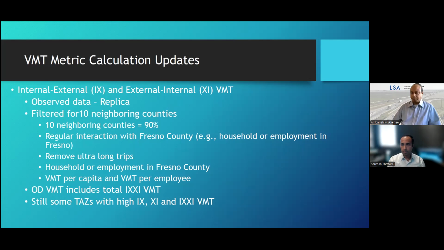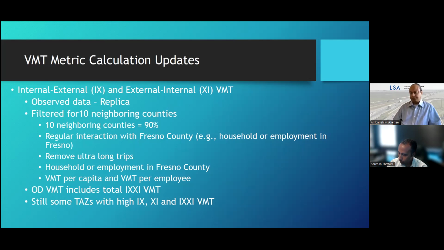That also helped us. If you imagine restricting your IXXI trips to the 10 neighboring counties, you're removing ultra long trips. For example, if somebody is traveling on that particular day from LA to Fresno, it's not a trip that's going to happen every day. So we were able to remove those ultra long trips.